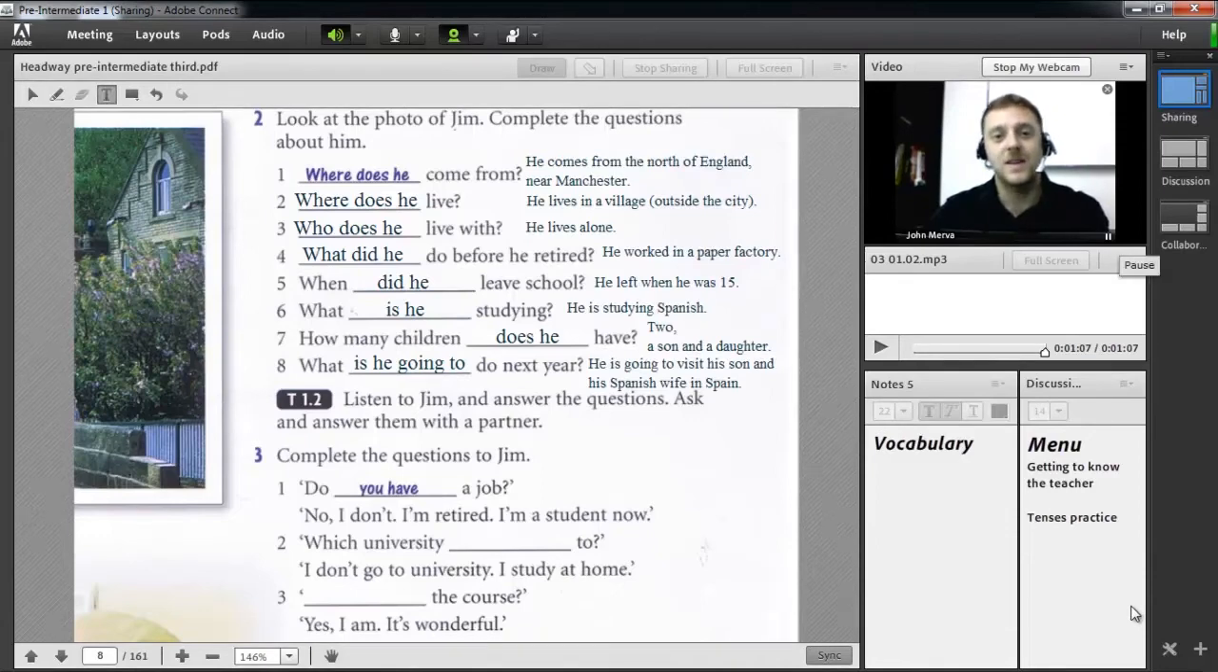So let's look at the answers together. Where does Jim come from? He comes from the north of England, near Manchester. Number 2, where does he live? He lives in a village outside the city.